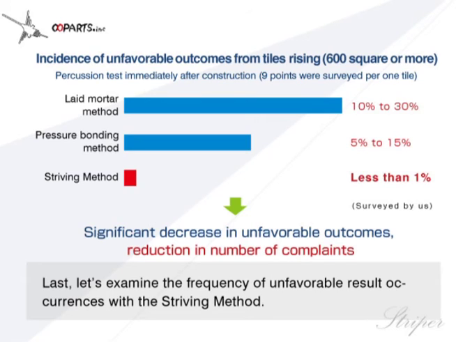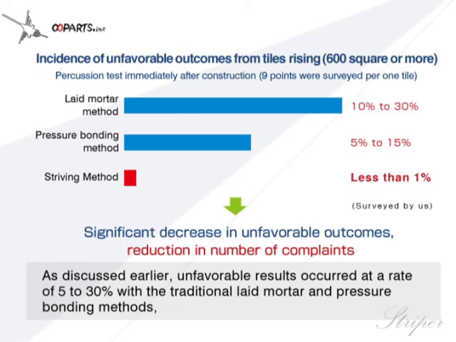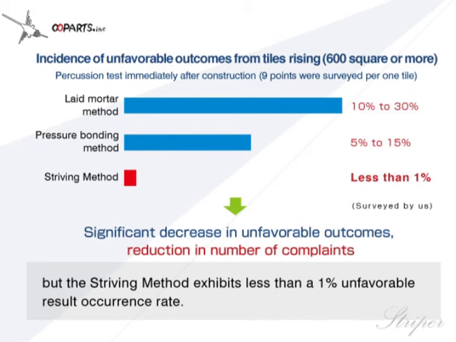Last, let's examine the frequency of unfavorable result occurrences with the striving method. As discussed earlier, unfavorable results occurred at a rate of 5 to 30% with the traditional laid mortar and pressure bonding methods, but the striving method exhibits less than a 1% unfavorable result occurrence rate.